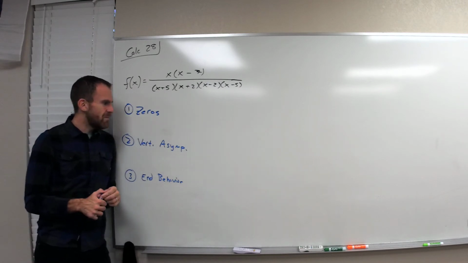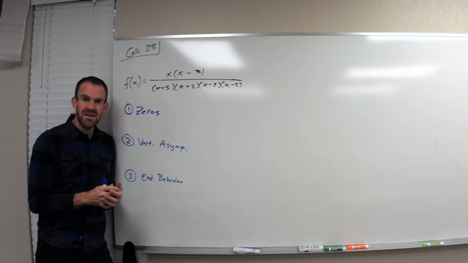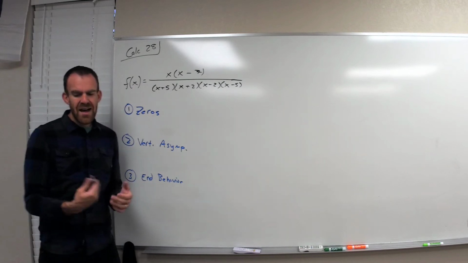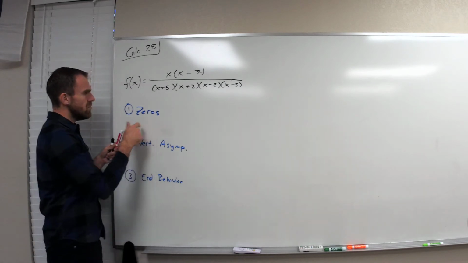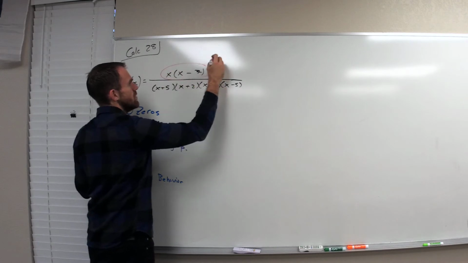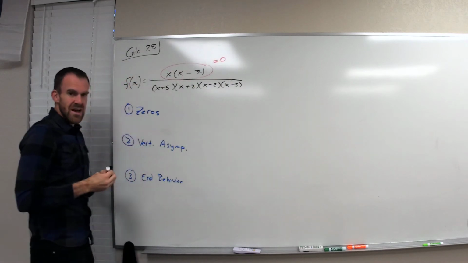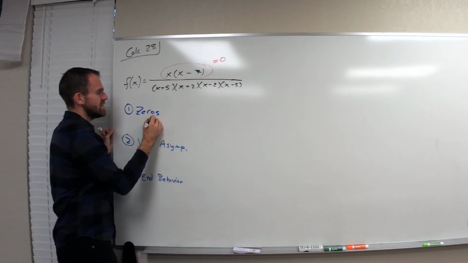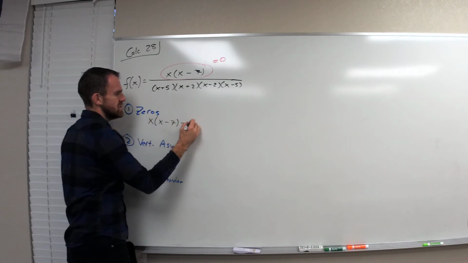So up to this point, I believe you've only done vertical asymptotes and end behavior. So let's add in the zeros. How do I find a zero? Well, it's simple. I set the numerator equal to 0. So what does that give me? Well, it gives me x times x minus 7 equals 0.